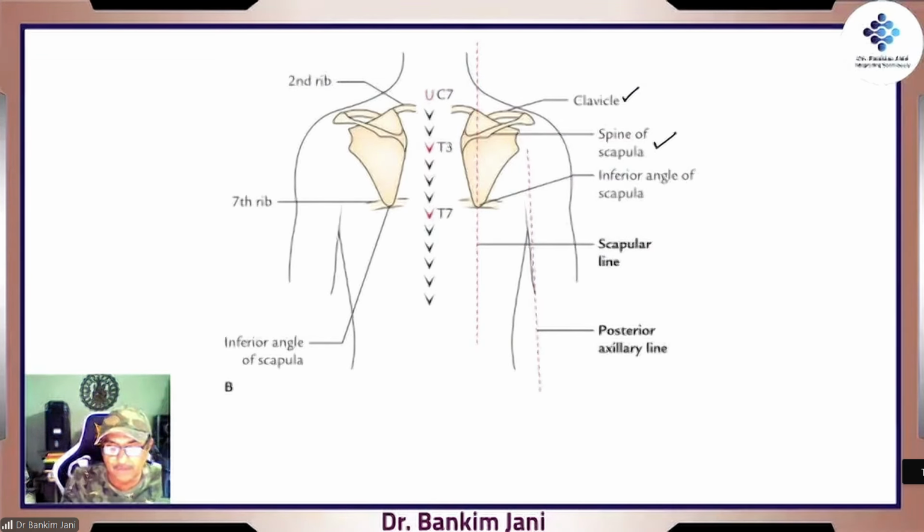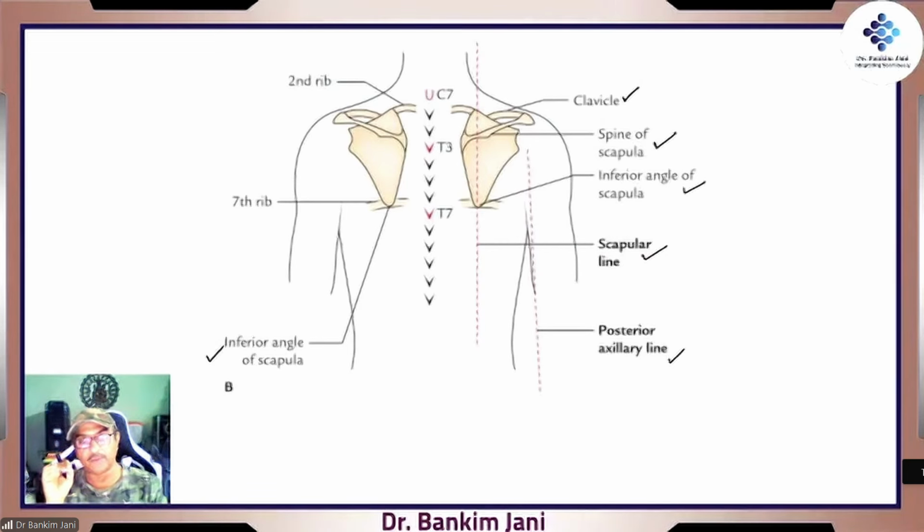Inferior angle of scapula, because scapula is a triangular bone. And this is where we are seeing the posterior axillary line. And the line which is passing through the lower end, the inferior end of scapula, that is also called the scapular line.